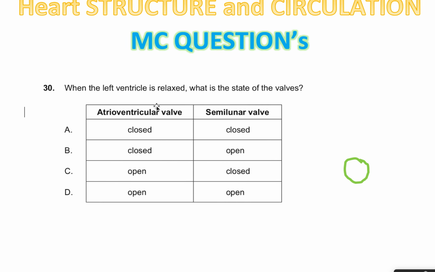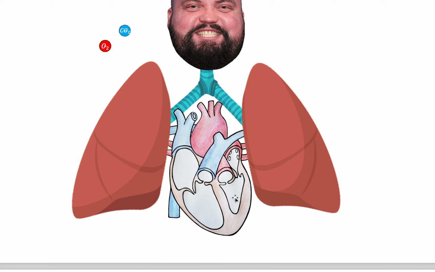So let's start by finding where the left ventricle is. We know this is the left ventricle. So when the left ventricle is relaxed, what do you think the state of this valve is? By the way, the name of this valve is the semilunar valve, and the name of this valve is the atrioventricular valve. And that makes sense because it's between the atrium and the ventricle. So it's the atrioventricular valve.